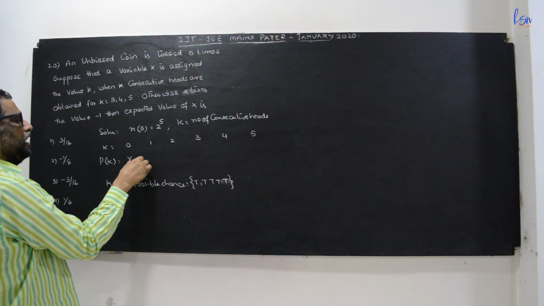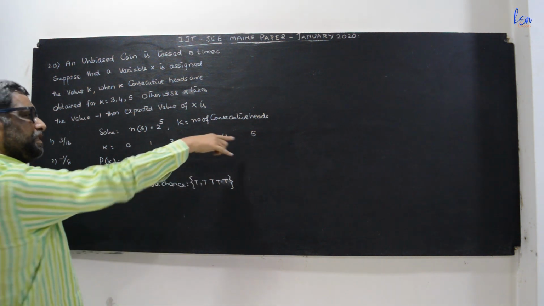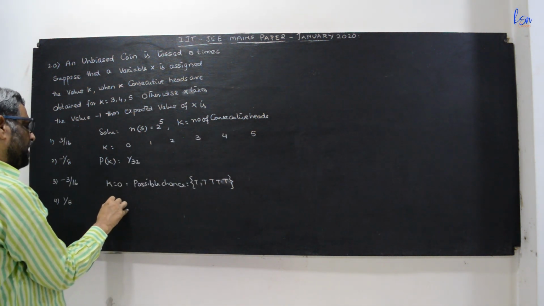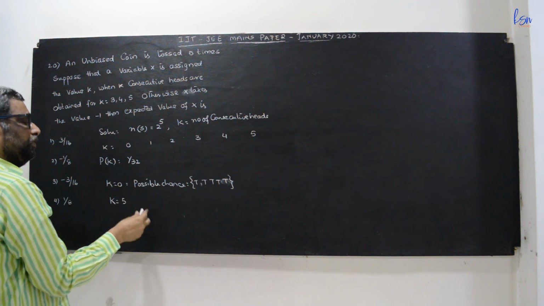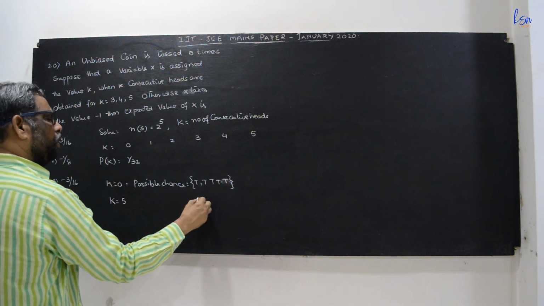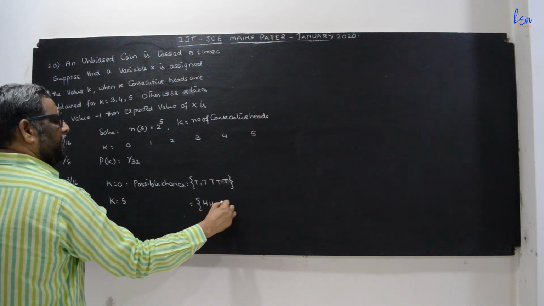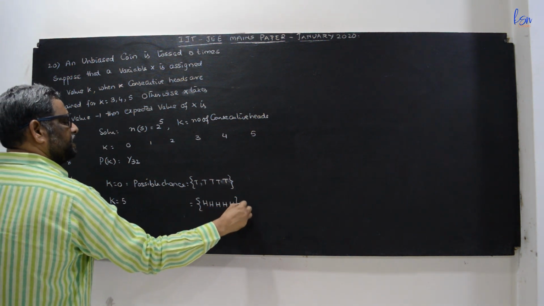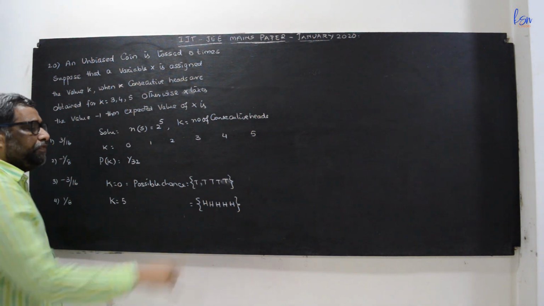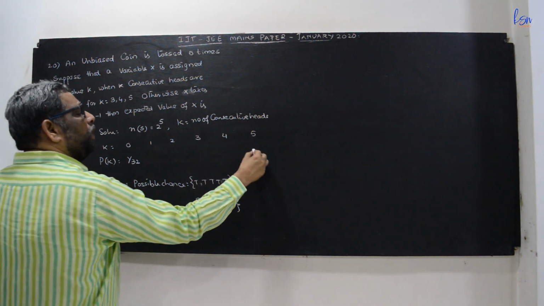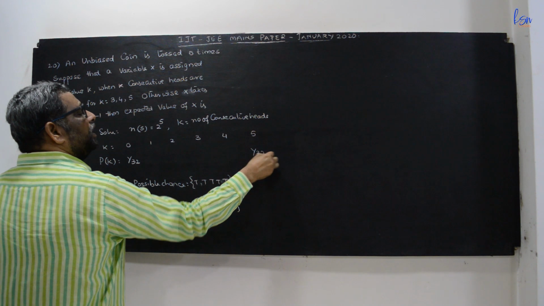Now similarly, if k is equal to 5 is considered, the possible chance is that all 5 must be heads, H H H H H, which is the only option, and therefore this is only 1. So 1 by 32 for 5.